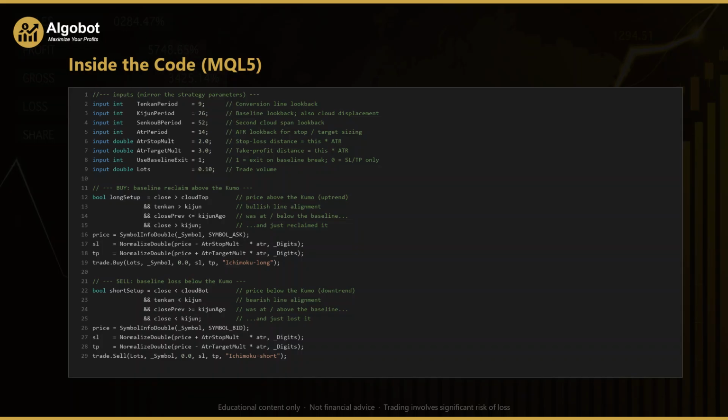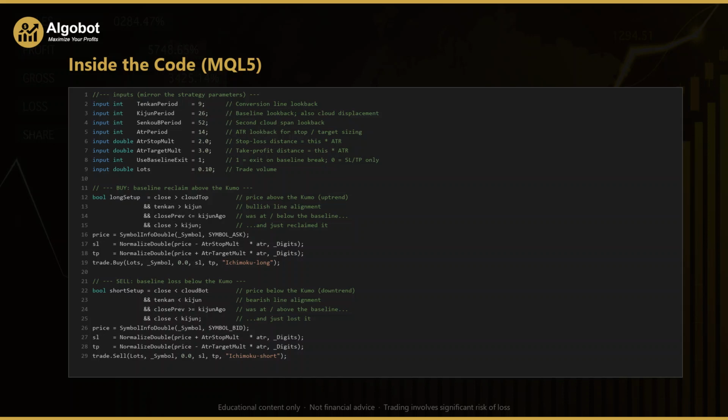Tenkan is greater than Kijun, the bullish line alignment. Close prev is less than or equal to the baseline 1 bar back, and close is greater than Kijun, the reclaim. When all four are true, the code reads the ask price, sets the stop loss a stop multiple of ATR below it, sets the take profit a target multiple of ATR above it, and calls trade.buy with the lot size and those levels. The sell block is the mirror image.